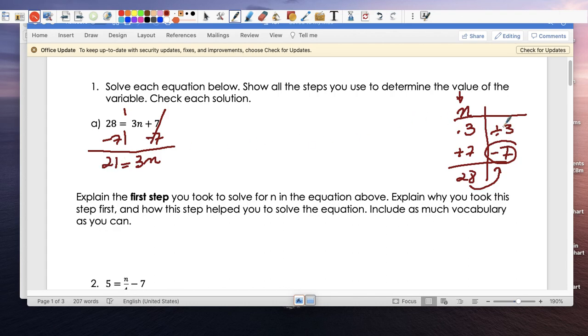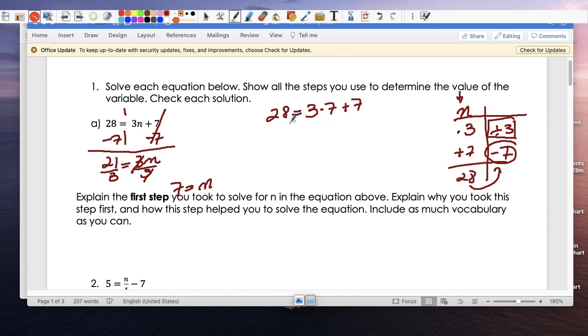Now the second thing I do is right here. Divide both sides by 3. Dividing both sides by 3 isolates my variable. Look, instead of 3n, now I have 1n. And 21 divided by 3 is 7. Now check. You must do the check. So I'm going to replace our variable n with 7.